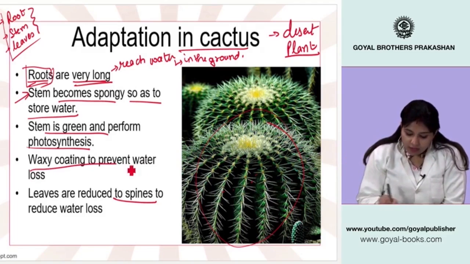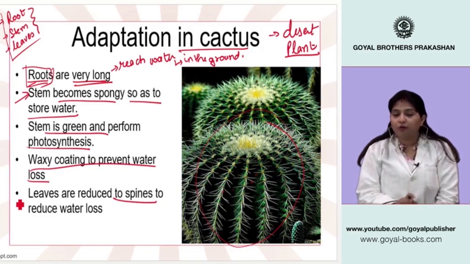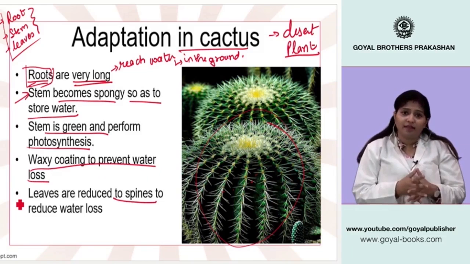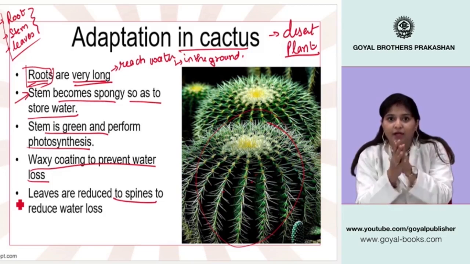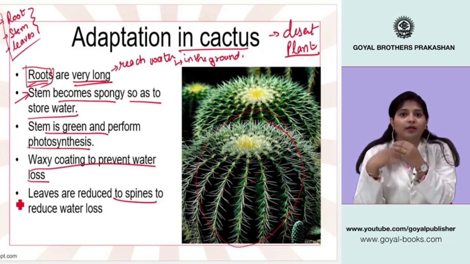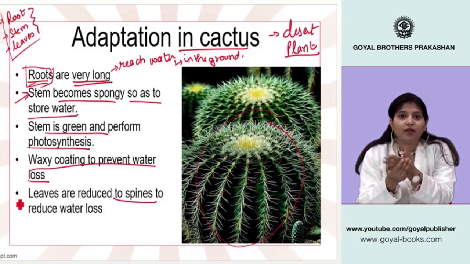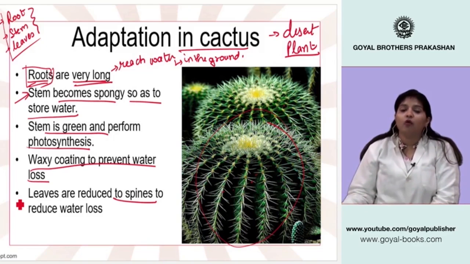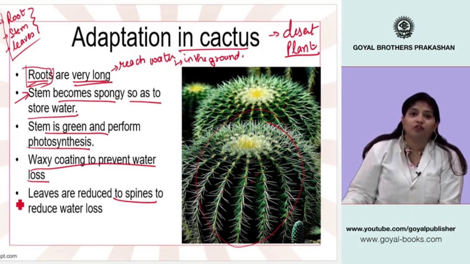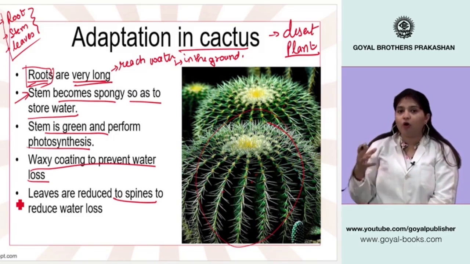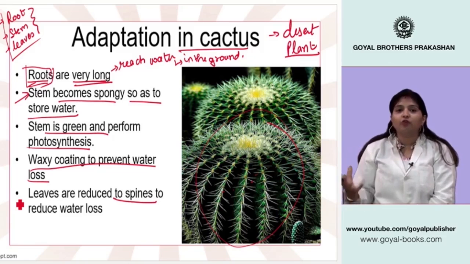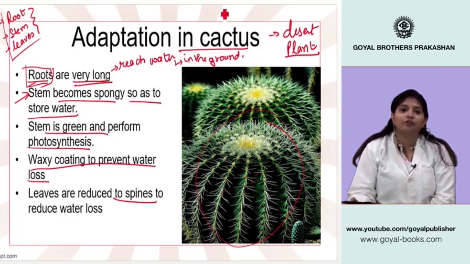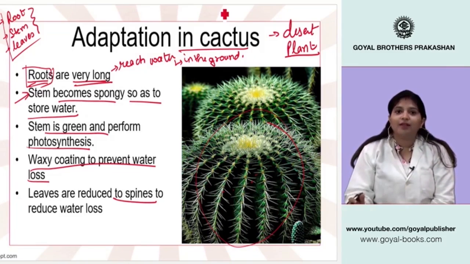Now, a waxy coating is present to prevent loss of water. If you remember, we had a waxy coating on the leaves of aquatic plants as well. That was to avoid decay, right? We did not want the plant to decay in the presence of a lot of water. That is why there was a waxy coating on the plant. But in this case, the waxy coating is present so as to reduce the water that is lost due to transpiration. Because there is so much heat, the plant does not want to lose water. So it creates a waxy coating on itself, and because of that, the loss of water is minimized.